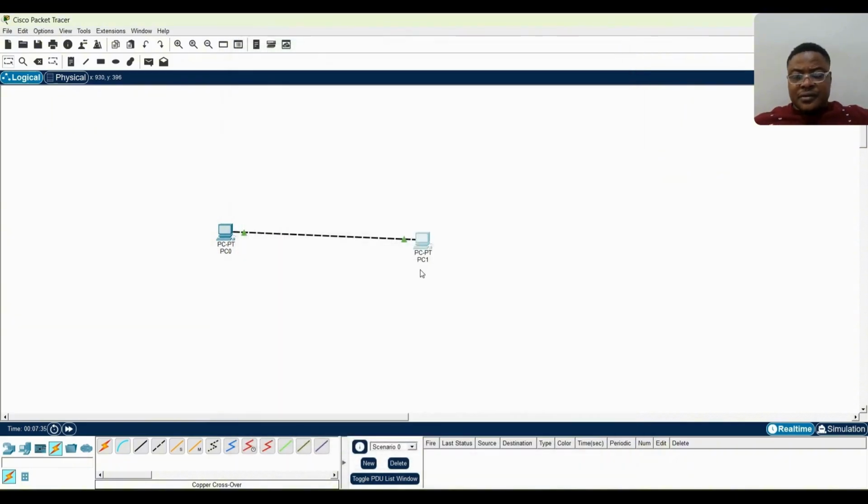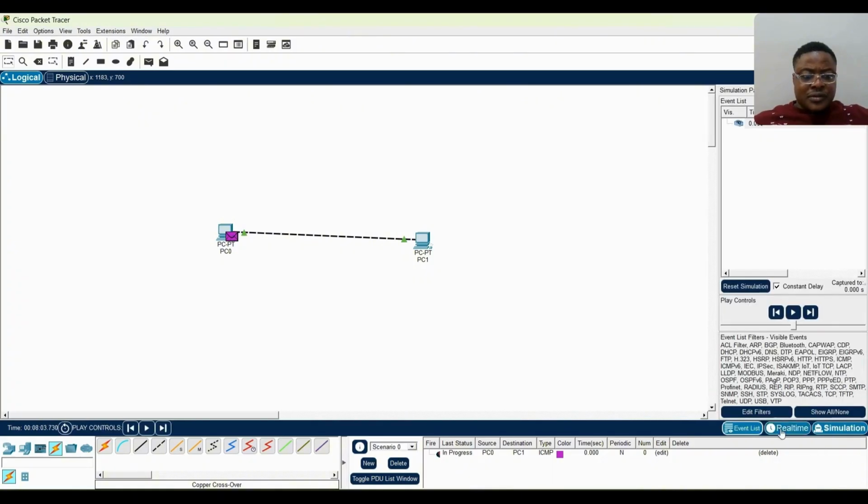Okay. Then I'm going to see if I send a message from here to here, it is going to arrive. Then I'm going to put a message here. I'm going to simulate it. Use simulation. So you see, the message has been sent from PC0 to PC1, and it is successful.